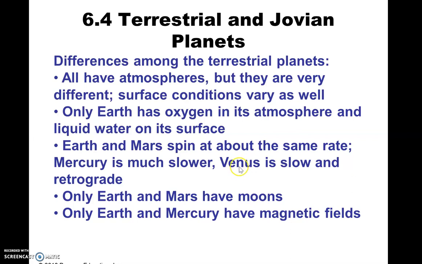But Venus is one of the exceptions. Venus is actually spinning the other way. It's spinning about its axis clockwise, even though it's orbiting the sun in a counterclockwise way, which is kind of strange. We really are still trying to understand that. We'll get more into that when we do the chapter on Venus. Only Earth and Mars have moons, as I mentioned before, and only Earth and Mercury have magnetic fields. Mercury actually has a pretty good magnetic field. It's not super strong or anything like that.